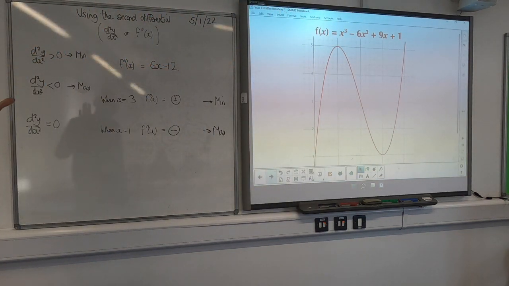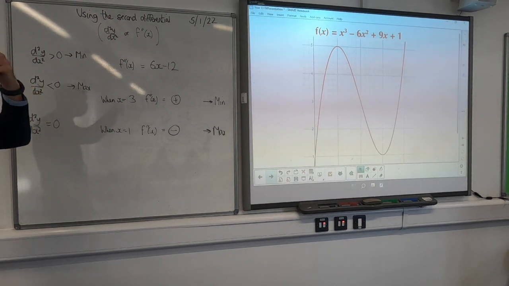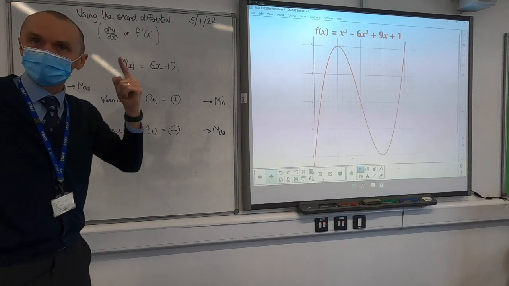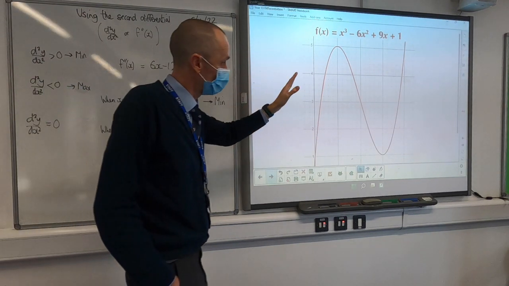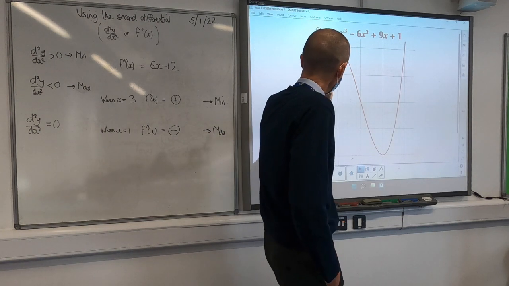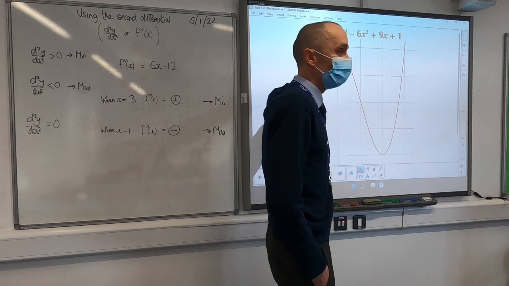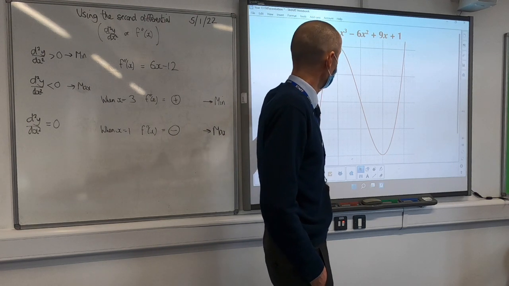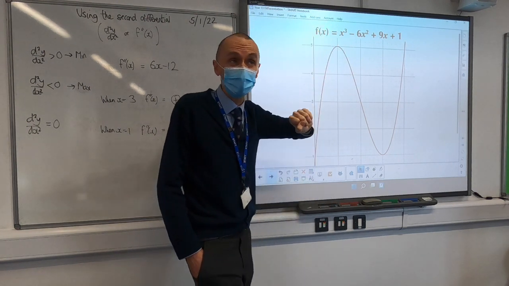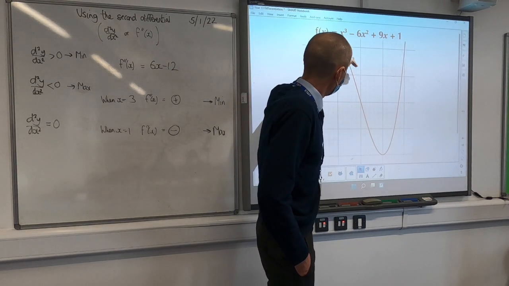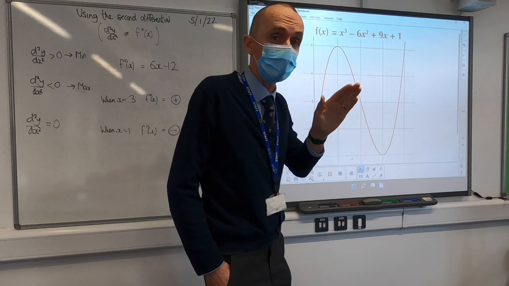And the second differential tells us that because what we're doing is we're differentiating our equation for the gradient. So that's telling us about the way the gradient is changing. And so look at what happens with a maximum. Here the gradient's really big, it's positive. Here it's still positive, but it's a bit smaller. Here the gradient is 0, and here it's negative. So as you move through a maximum, the gradient is getting smaller.